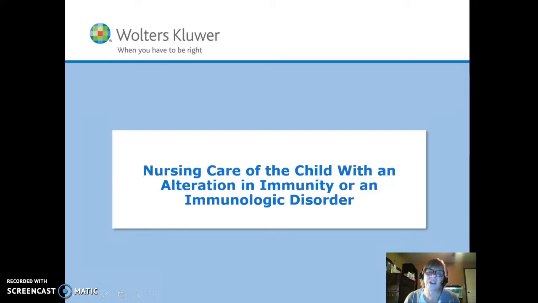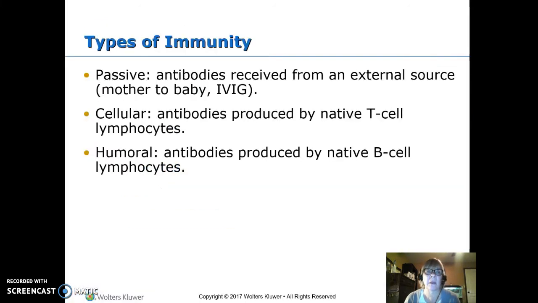So, nursing care of the child with an alteration in immunity or an immunologic disorder. The types of immunity: passive immunity means the person received it passively. They didn't make these antibodies. A mother gives it to the baby, or in the hospital we can give IVIG, which is immunoglobulin. Cellular, this is those cells that can phagocytize germs. Humoral, this is antibodies. Humors means in body fluids, so in the plasma, the blood, or in other body fluids.